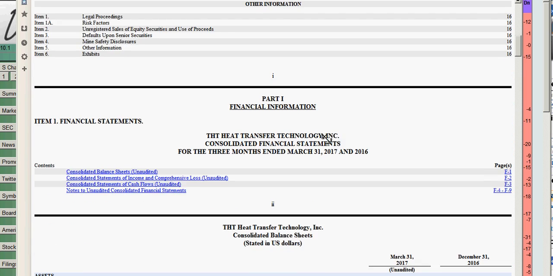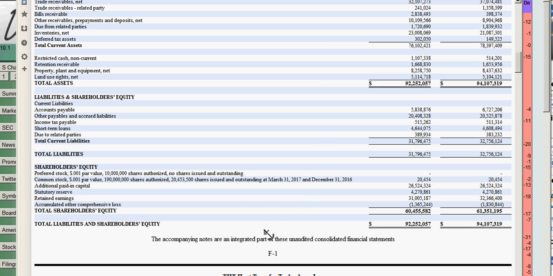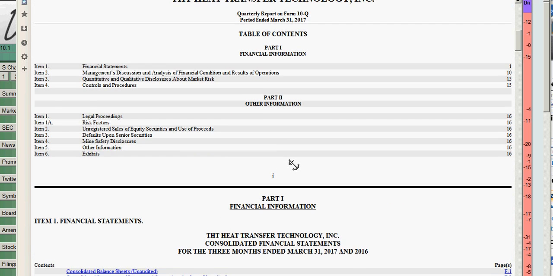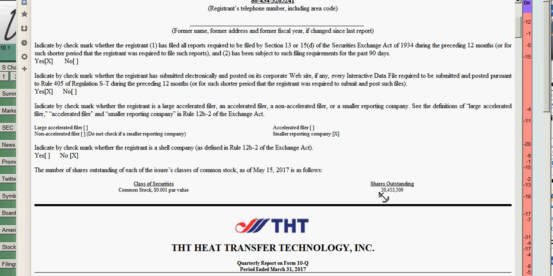I'm going to skip ahead real quick and show you one other thing. Down here under shareholders equity, there's a line that says common stock, 190 million shares authorized, 20,453,500 shares issued and outstanding as of March 31st. Okay. Now, what's nice to do is compare this number as of March with this number up here, the first number as of May 15th, and in this case they're the same.